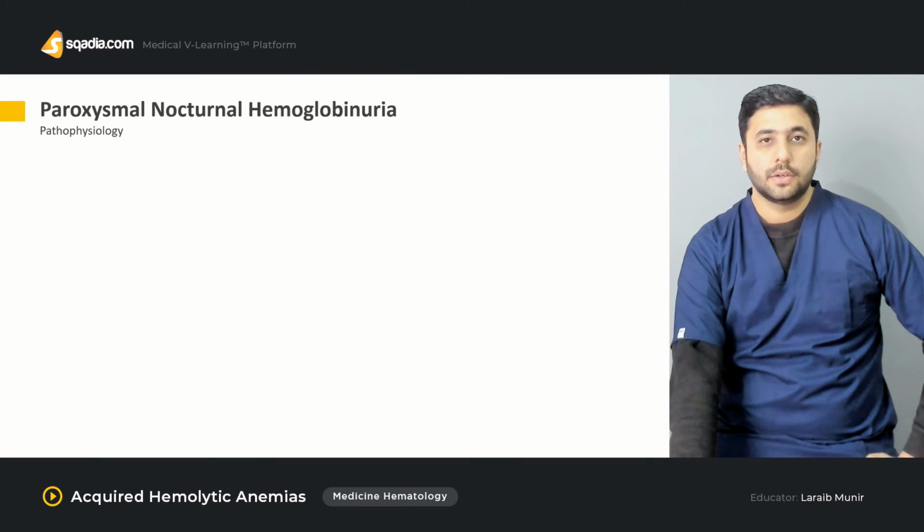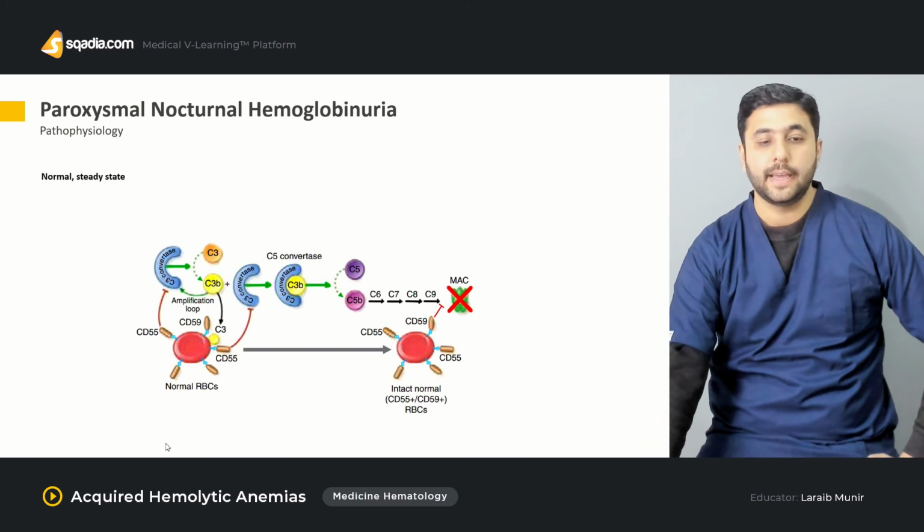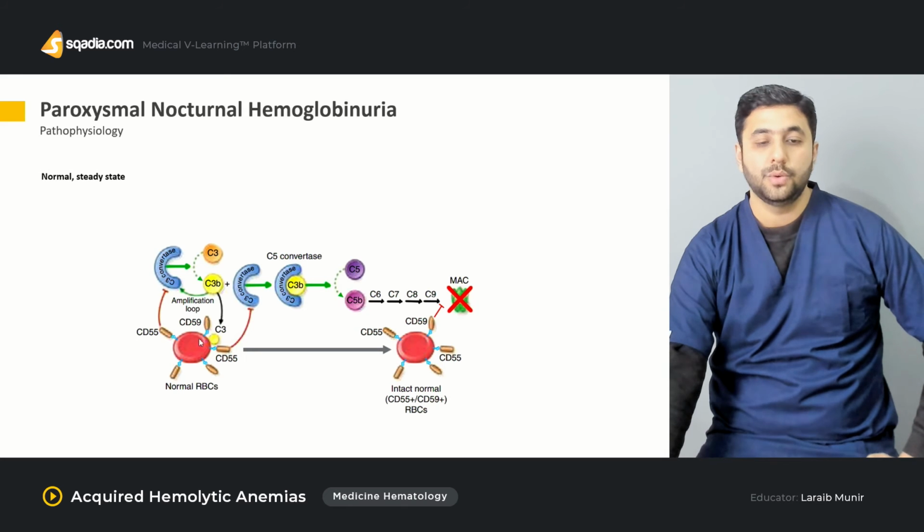Now let's talk about the pathophysiology in slightly more detail with the help of a very clean animation. This will help you understand how the RBCs are being destroyed in this disease. In a normal or steady state, we have a normal RBC. These blue lines which you are seeing are the GPI anchor proteins. These GPI anchor proteins are anchoring the CD55 and CD59 proteins on the RBC's membrane. And these CD55 and CD59 proteins are the ones which are basically stopping the complement cascade. This is the whole complement cascade.